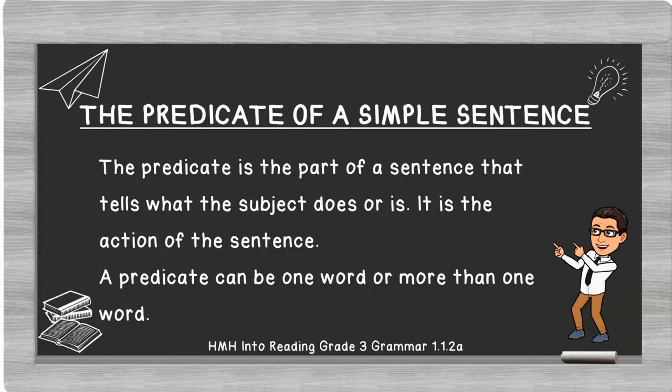So let's review. A predicate is the part of a sentence that tells what the subject does or is. It is the action of the sentence. And a predicate can be one word, or it can be more than one word. So you can have a simple predicate, or you can have a complete predicate, which has all the words that follow it, or a compound predicate, which is two or more actions.